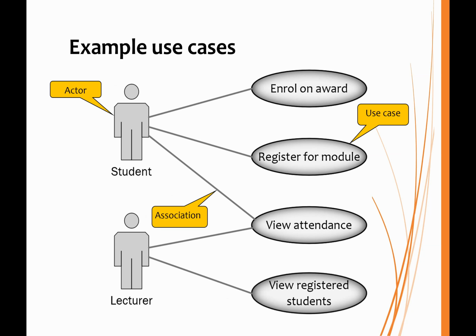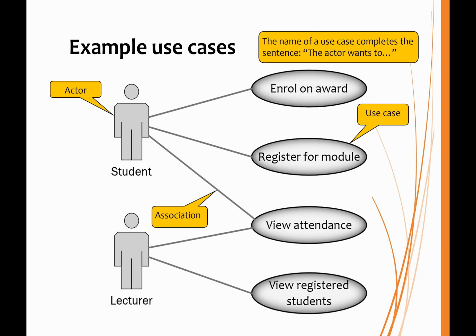So we can have multiple actors and we can have many use cases. And you'll see here that there are lines of association to indicate which actor will want to perform the various use cases. Now, the name of the use case can sometimes be a little bit tricky to work out. What am I going to call this use case? Well, I find that the easiest way is to complete the sentence, the actor wants to, and then describe what they want to do with the system.